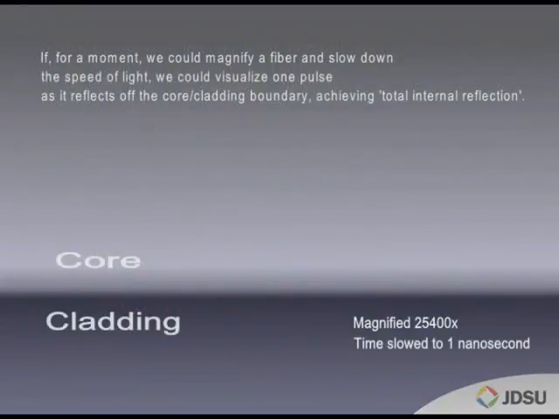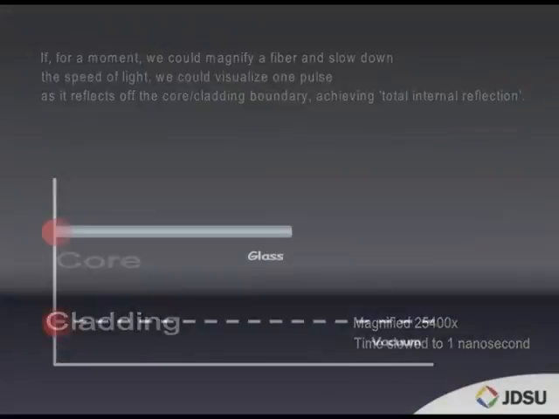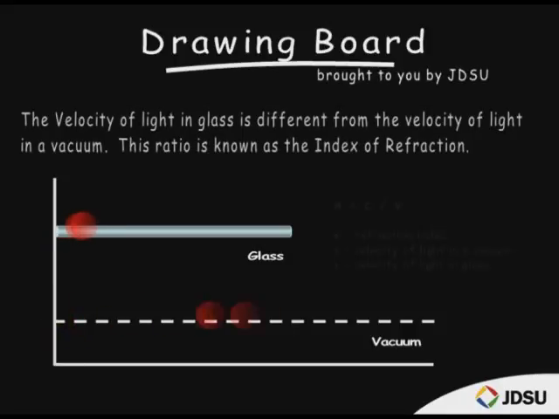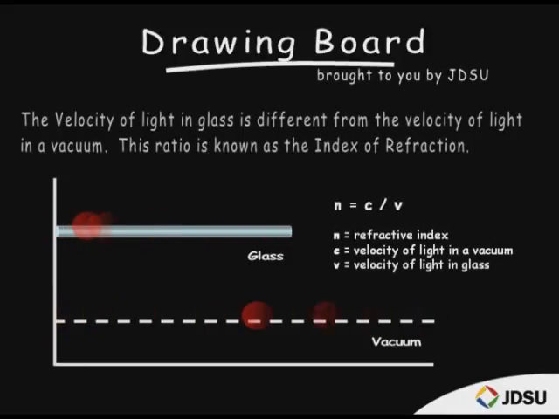If, for a moment, we could magnify a fiber and slow down the speed of light, we could visualize one pulse as it reflects off the core cladding boundary, achieving total internal reflection. The velocity of light in glass is different from the velocity of light in a vacuum. This ratio is known as the index of refraction.